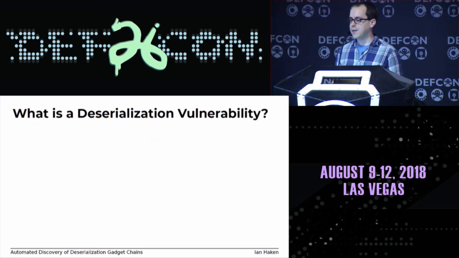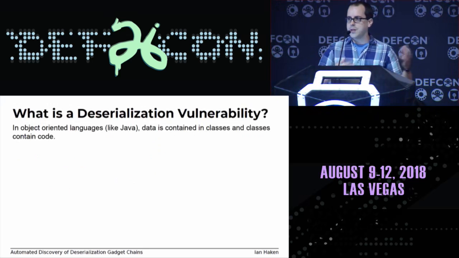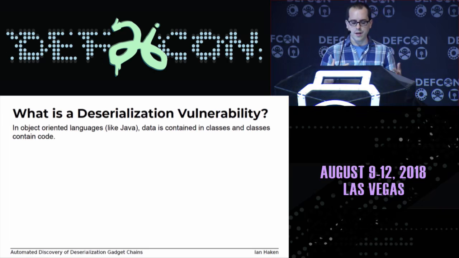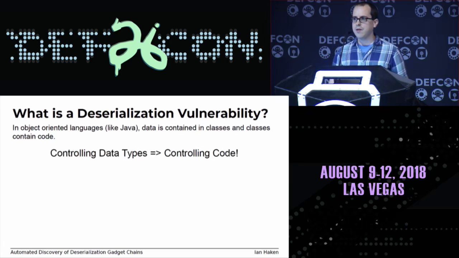So what is a deserialization vulnerability? In object-oriented languages like Java, and I'm mostly going to be using Java examples in this talk, code is contained in classes, and classes hold your data alongside the code. That's the whole point of object-oriented design, and it gives you cool features like polymorphism. But this means that if you control the type of data, if you're able to specify what data type something is, then you're implicitly controlling what code gets run. So let me give you an example.